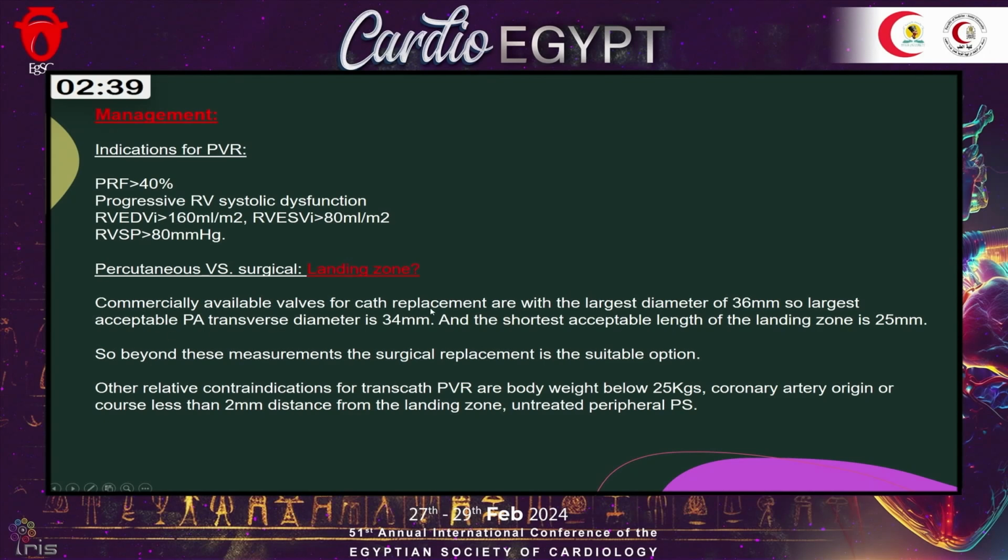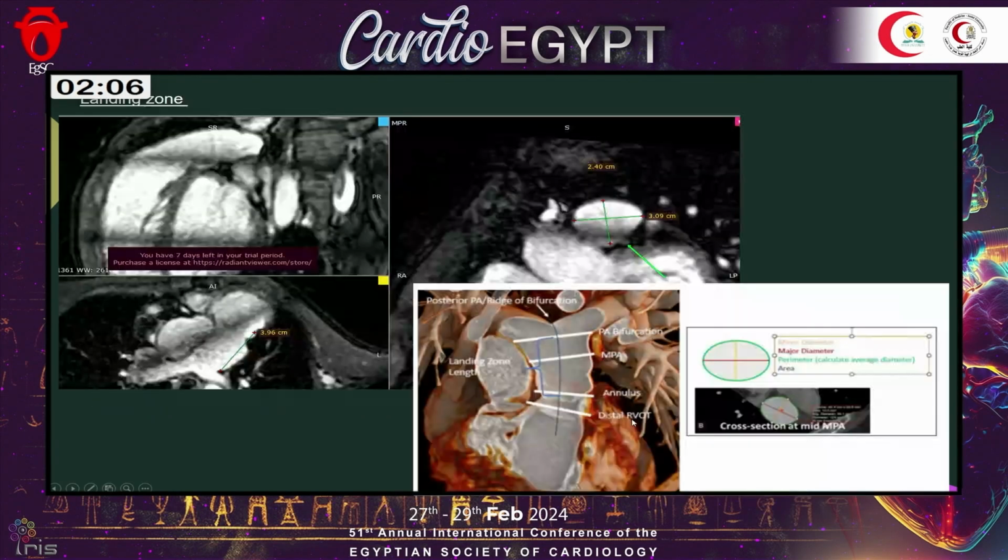Commercially available valves for cath replacement are with the largest diameter of 36 millimeters. So largest acceptable pulmonary artery transverse diameter is 34 millimeters, and the shortest acceptable length of the landing zone is 25 millimeters. So beyond these measurements, the surgical replacement is the suitable option. Other relative contraindications for transcatheter pulmonary valve replacement are body weight below 25 kilograms, coronary artery origin or course less than 2 millimeters distance from the landing zone, or untreated peripheral PS.